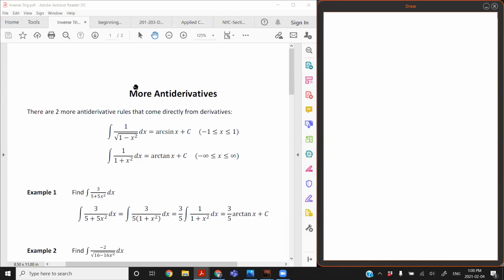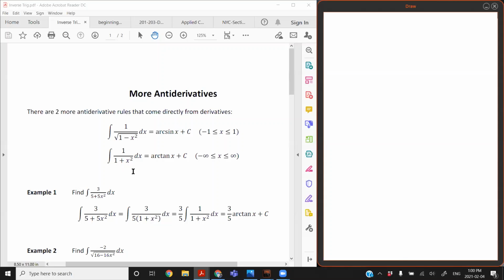I want to cover this document, which is called inverse trig integrals. I already sent that on Leia, so it's posted on Leia. You can open it if you like. It's about the antiderivative of 1 over root 1 minus x squared and 1 over 1 plus x squared.